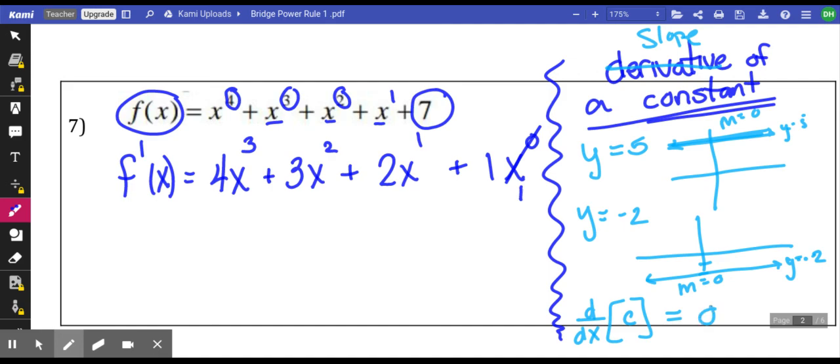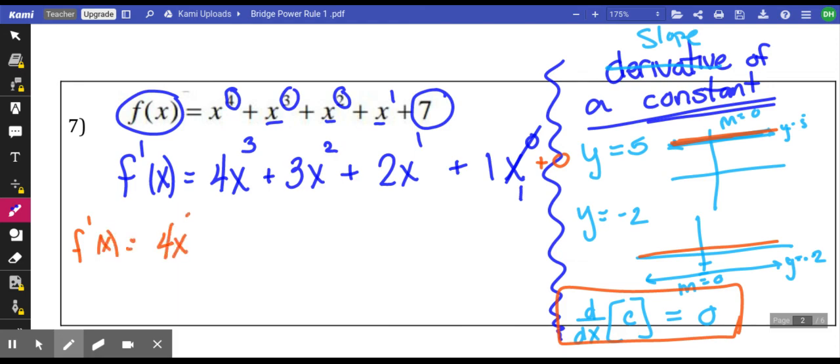So let's go ahead and box that in, get that highlighted in your notebook. The derivative of a constant is 0 because a constant is just a flat line and its slope will always be 0. So then I can definitely say I get a plus 0 here. So let's clean up our final answer. f prime of x equals 4x cubed plus 3x squared plus 2x plus 1.